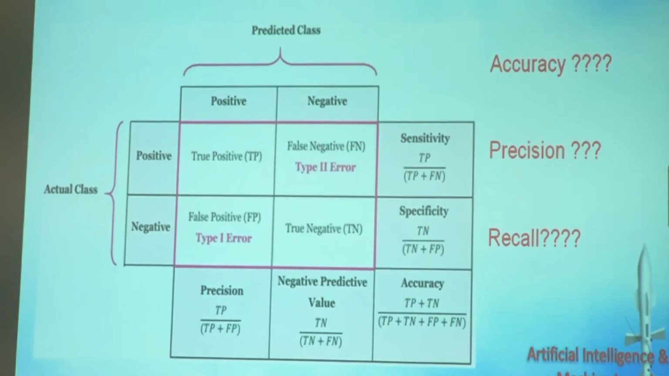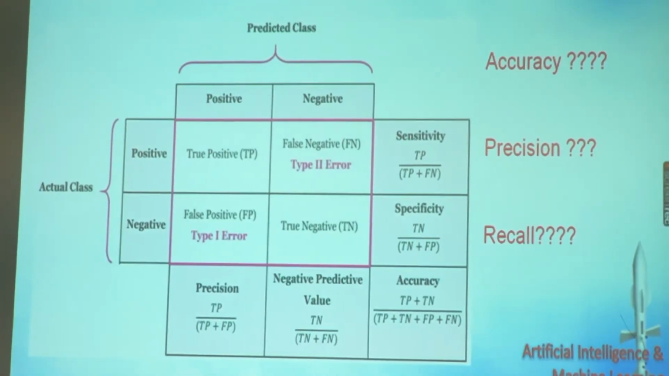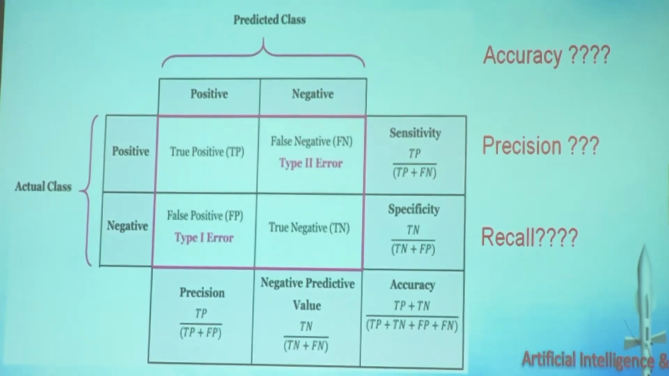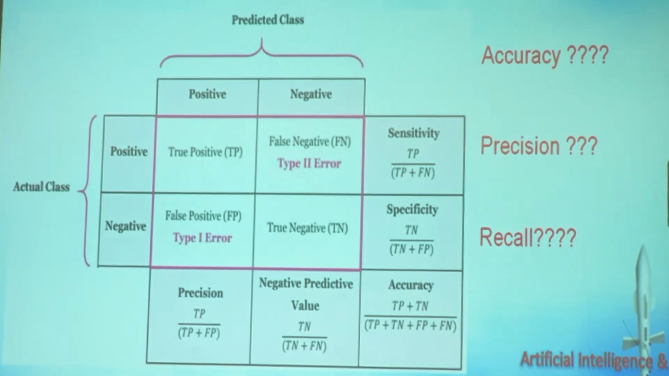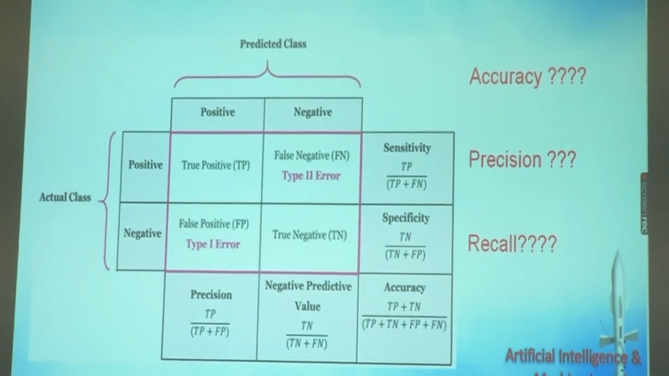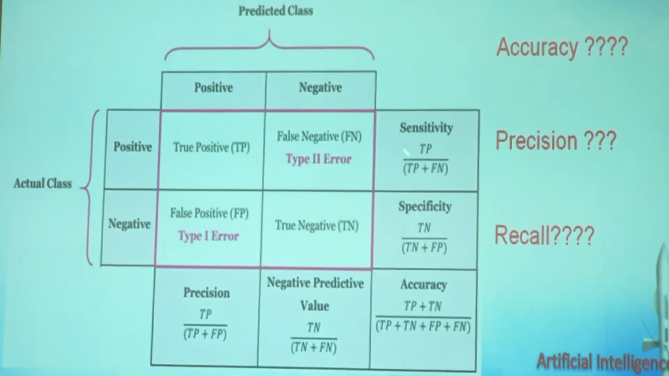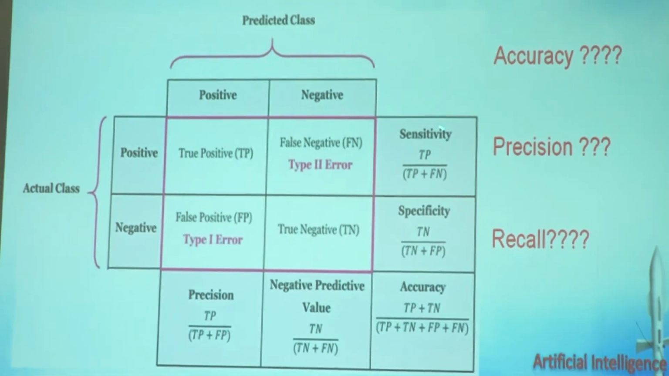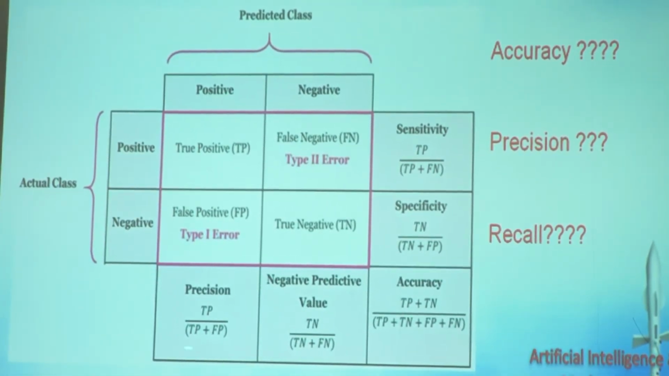We call it the true positive rate. What is recall? Recall is sensitivity. True positive divided by true positive plus true negative. This is called recall. This is precision.